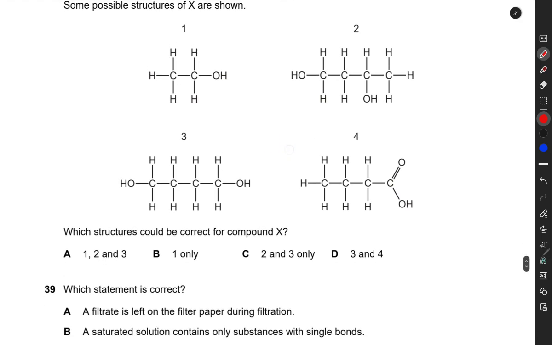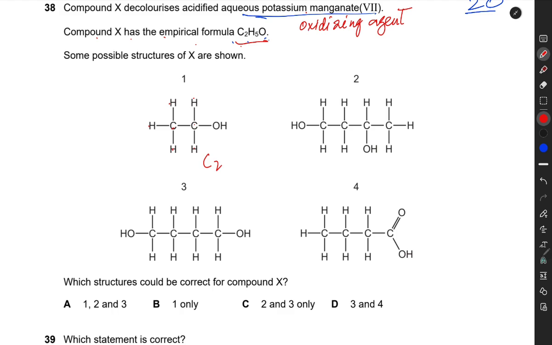One is this: C2, 1 2 3 4 5. This is an alcohol and this is C2H6O, so this is not correct. This one is C4H10, with two alcohol groups: C4H10O2, which is 2 C2H5O.